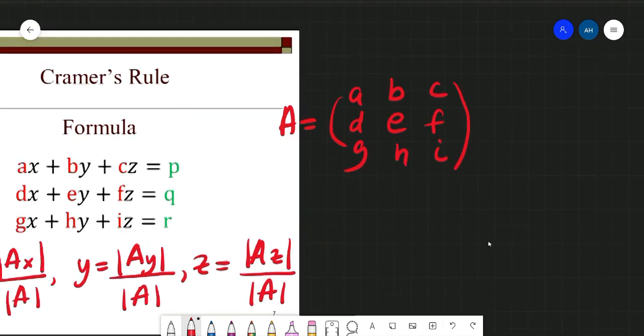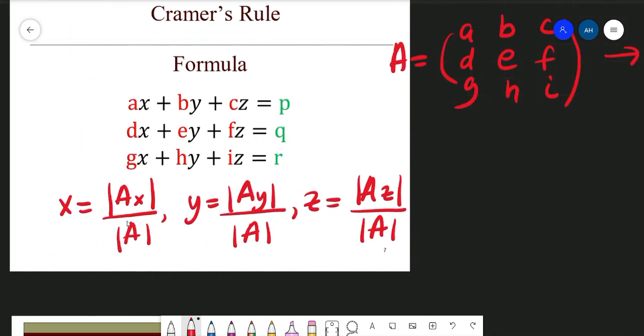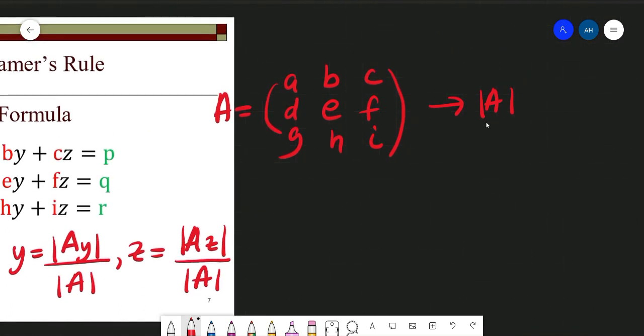Therefore, after we have A, we can find the determinant of A, because we need the determinant of A. We are going to substitute the determinant of A over here at the denominator. Over here once, second one, third one, we are going to use the determinant of A 3 times in that formula. So we have to find the determinant of A.